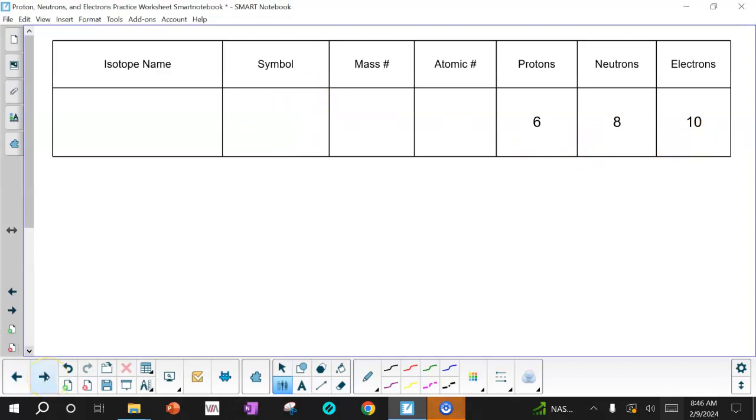This one we have 6, 8, and 10, so 6 protons, that's the atomic number 6. 6 and 8 are 14. This makes this element carbon. 14, 6. I have 4 more electrons than protons. This is 4 negative. This is carbon-14.